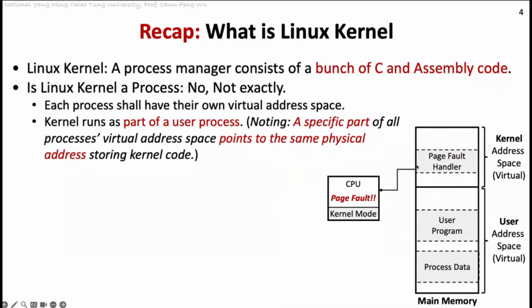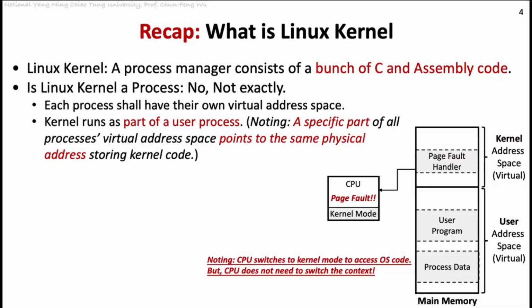After switching the bit, the CPU can access the data or functions in the kernel address space at the topmost part. For example, if this is a page fault, there is a corresponding page fault handler. You can think of the page fault handler as just a function. It is named page fault handler, and the function is located here. The CPU will start to run the page fault handler instruction by instruction. So this is how the kernel works.